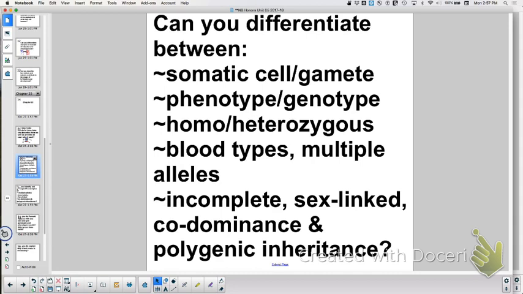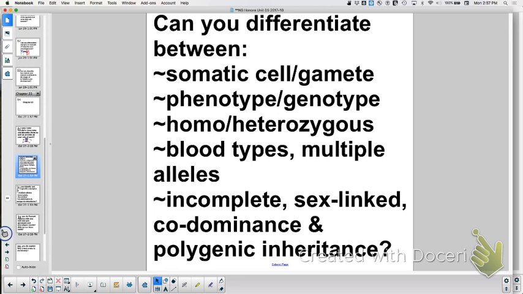Can you have two genotypes in the same phenotype? Brown eyes could be big B, big B, or big B, little b. Two different genotypes, same phenotype.